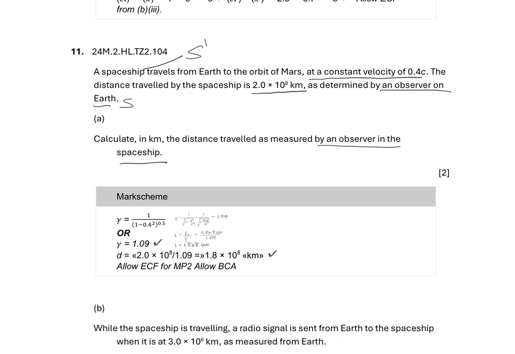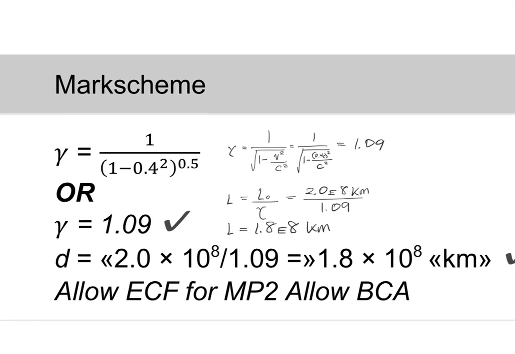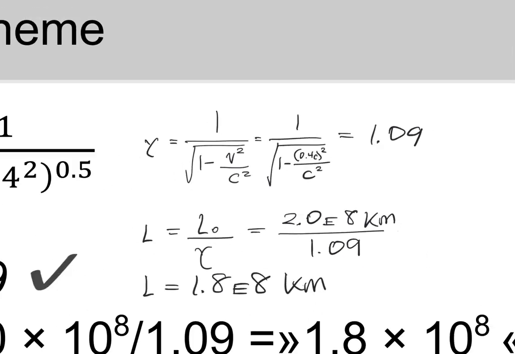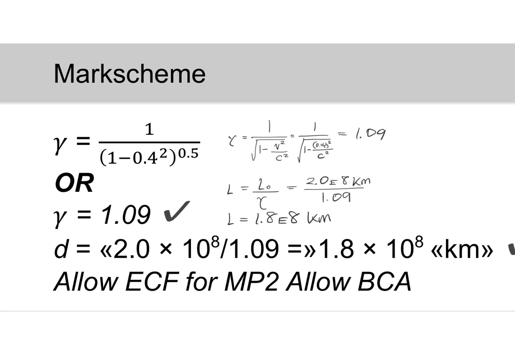Okay, so the mark scheme gives it to us, but I wrote it out a little bit more expanded. We have that the contracted length is the proper length over gamma, where gamma is 1 over radical 1 minus v squared over c squared. We know the spaceship, the S prime speed, is 0.4 c, and so they work out the gamma Lorentz factor as 1.09. Therefore, the contracted length is the proper length of 2 times 10 to the 8 kilometers divided by gamma, giving us a contracted length of 1.8 times 10 to the 8 kilometers.